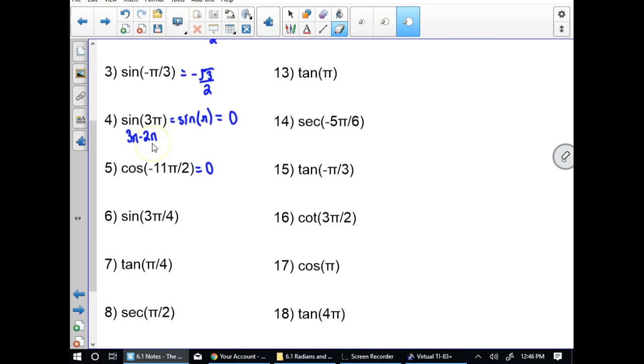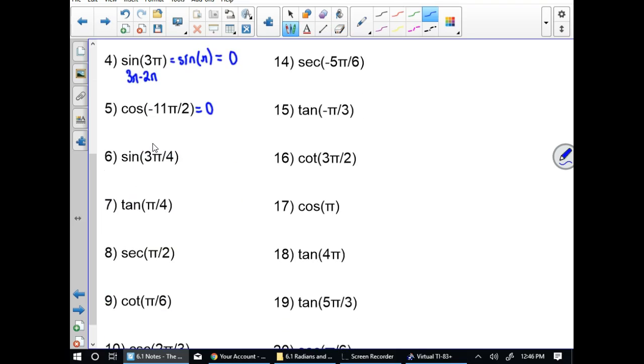All right, let's skip on down to number 7. Okay, I want you to have some time to work on your homework. So if I've got tangent of pi over 4, tangent's not on the unit circle, so I have to think of this as cosine of pi over 4 over sine of pi over 4 over cosine of pi over 4. And if we look on our unit circle, what is sine of pi over 4?